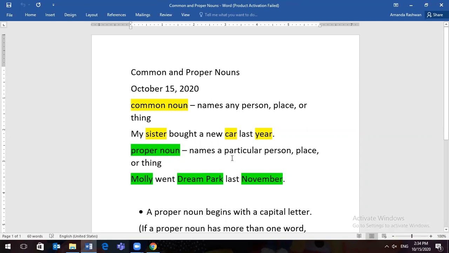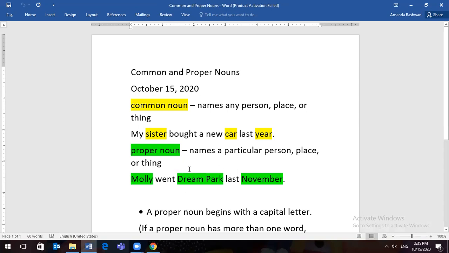A proper noun names a particular, a special person, place, or thing. Once we give something a name, it becomes a proper noun. Like Molly. Molly's a girl. That's a common noun. Molly might be a sister. That's a common noun. But once we call her Molly and she has the name, then she is a proper noun. Okay? Dream Park. Dream Park is an amusement park. An amusement park is a common noun. There's Disneyland, there's Six Flags, there's Dream Park, okay? There's Disney Paris. There are many different amusement parks.